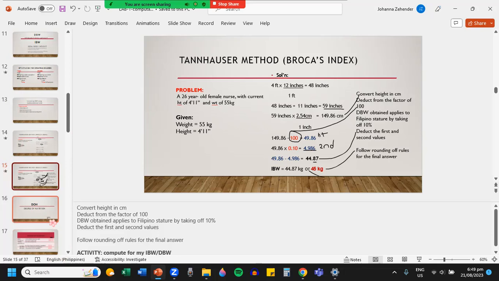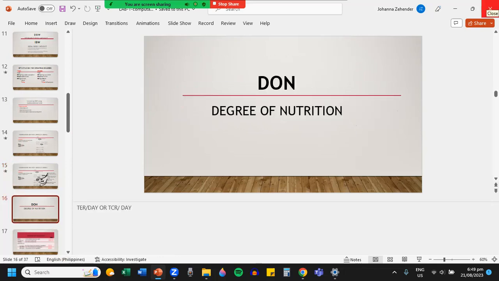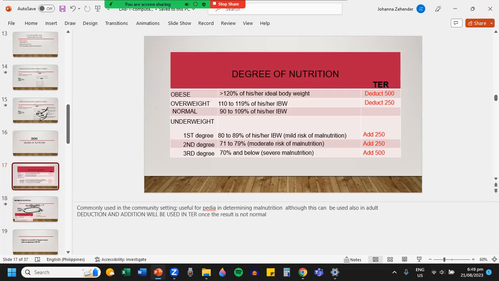Okay, so the next computation is your degree of nutrition, or your DON. For your degree of nutrition, we start with the obese classification. A person is considered obese if he or she is over 120% of his or her ideal body weight. So to compute for your TER, we deduct 500.